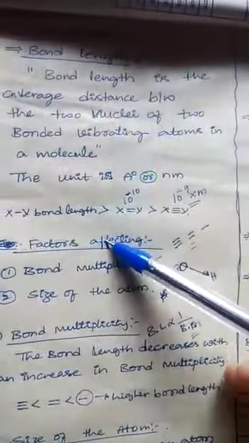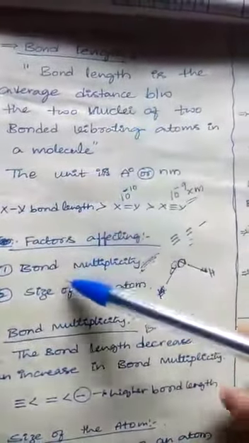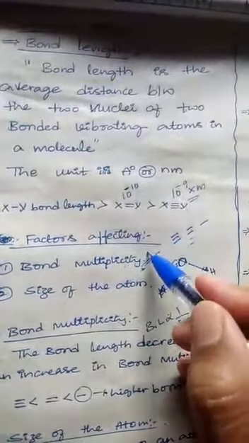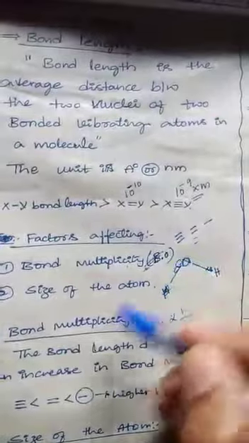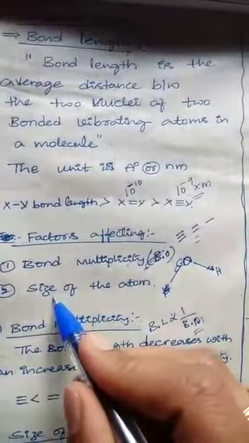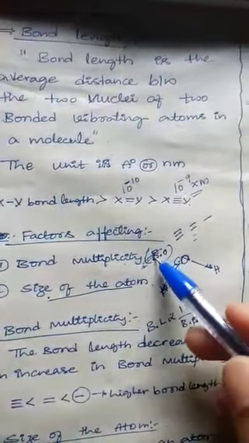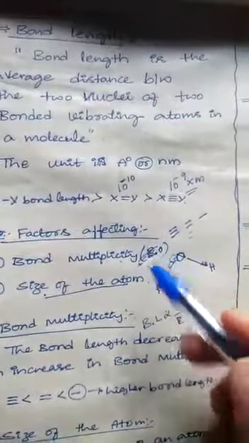What are the factors affecting this bond length? The first one is bond multiplicity. Bond multiplicity is nothing but bond order. And the second factor affecting is the size of the atom. First we move on to bond multiplicity.